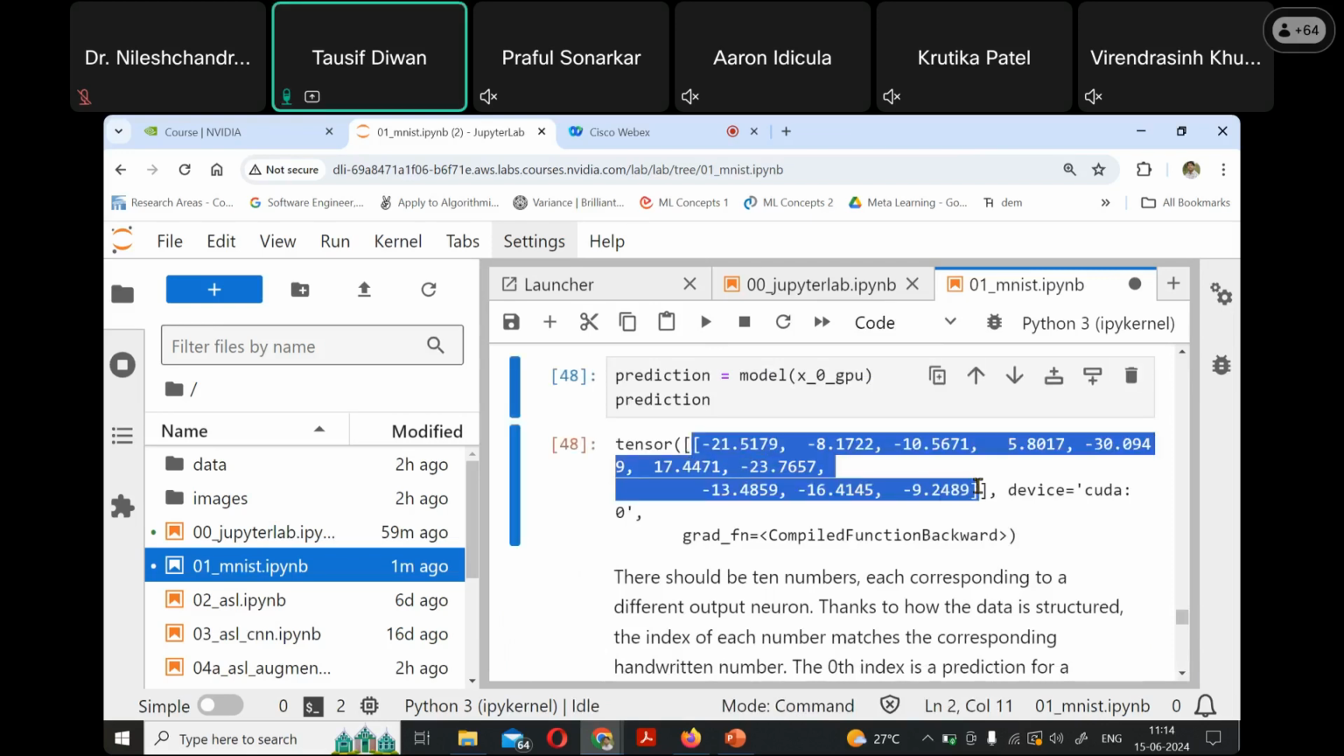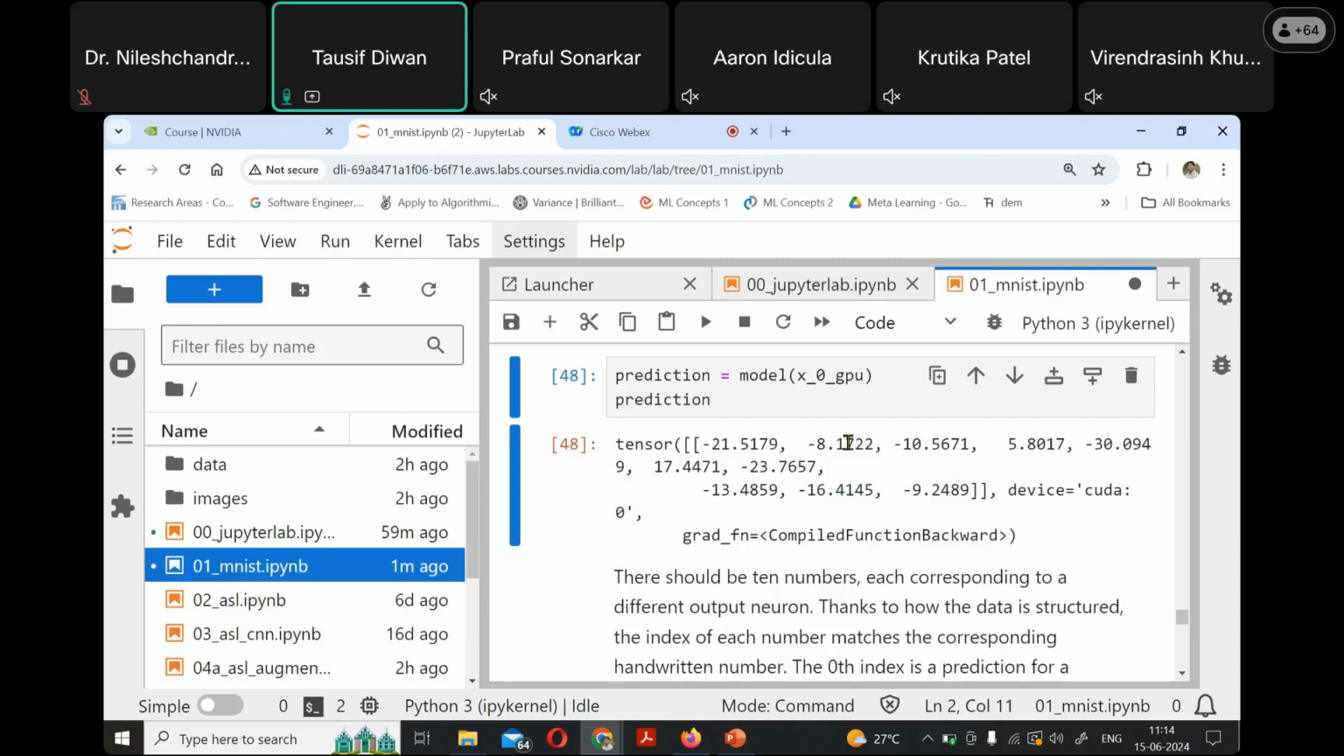See, total how many values are there. These are the 10 values. The final last layer in the neural network was the linear layer. We are not applying any activation function on the last layer. So this is the outcome of the first neuron, this is the outcome of the second neuron, like this. And we need to take the maximum entry over here. See which entry is maximum, this 17.44. So this is handwritten digit 0 1 2 3 4 5. So this is handwritten digit 5.